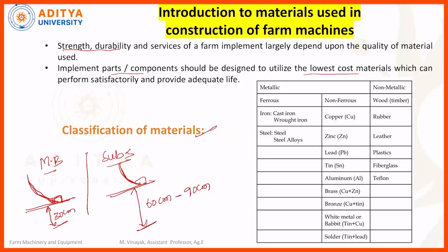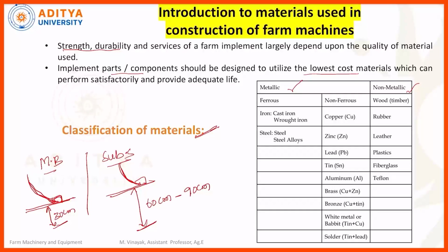Regarding the classification of materials, the materials can be classified into two types: metallic and non-metallic. Regarding the metallic, they can again be classified into ferrous metal and non-ferrous metal. Most of the farm machineries are constructed from ferrous metal only. Why? Because more strength is required in farm machineries. Compared to non-ferrous metal, ferrous metal has more strength.